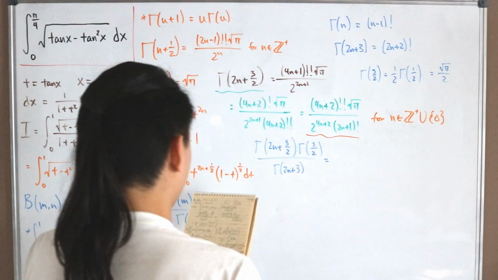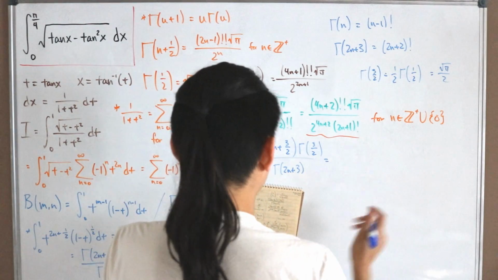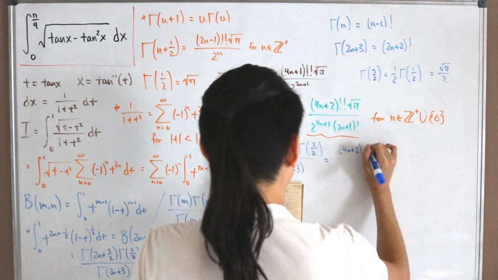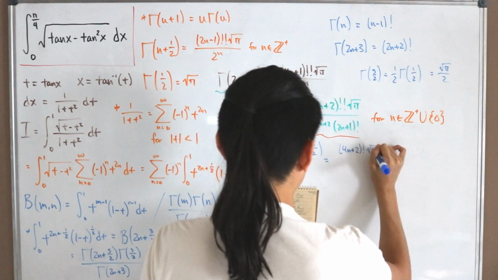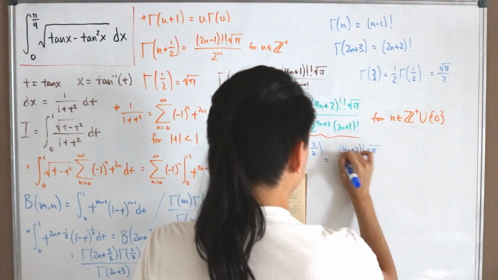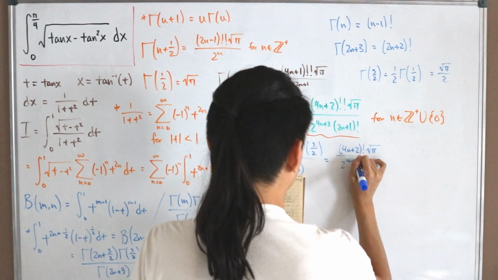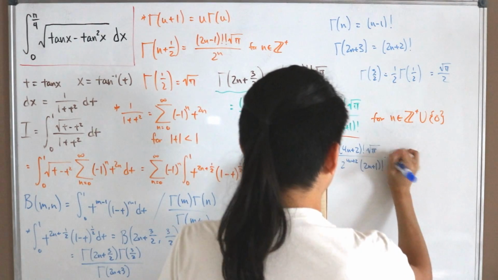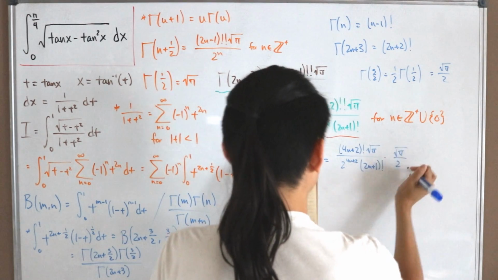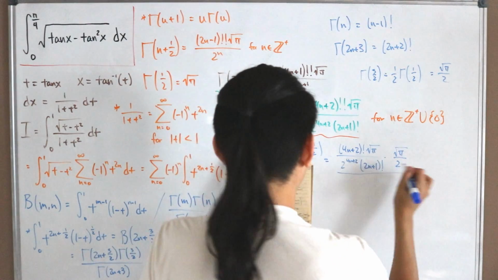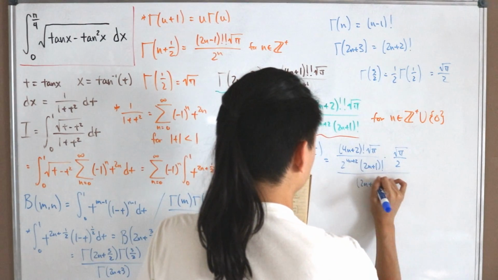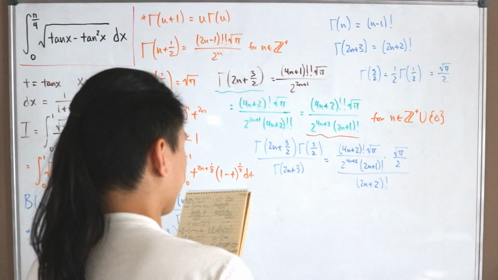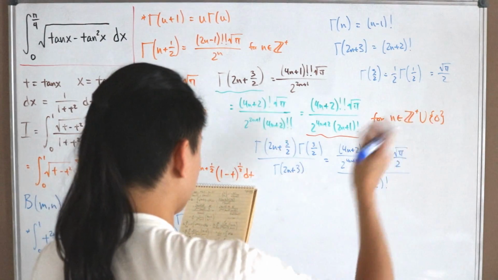Now we just plug all this back in, so we'll have the following identity. We'll have 4n plus 2 factorial, divided by 2 to the power 4n plus 2 times 2n plus 1 factorial. Then we multiply this by the square root of pi divided by 2, and then divide by 2n plus 2 factorial. This is going to be a little interesting to simplify. You guys can see this.